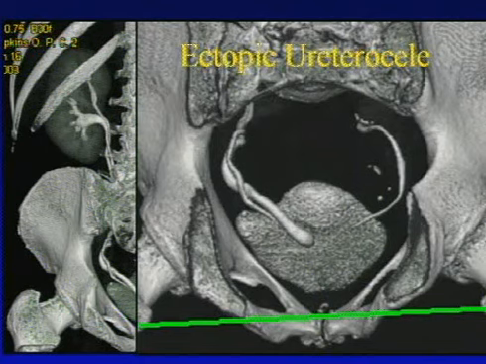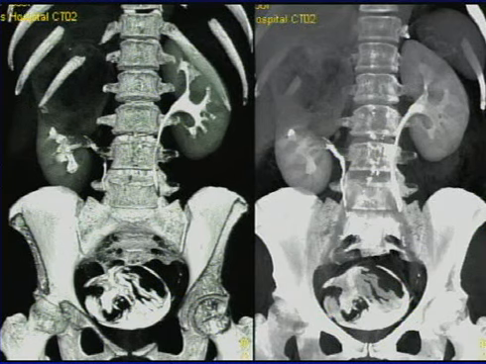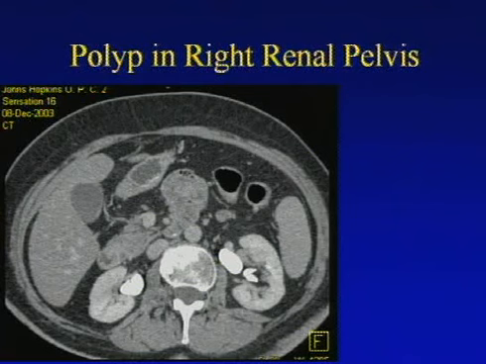But ectopic ureteroceles, as in this case, are very well recognized. Whether it's this example, look at the filling defects in the bladder. Look at the upper pole of the right kidney. That's a renal cell carcinoma with hemorrhage in the bladder.